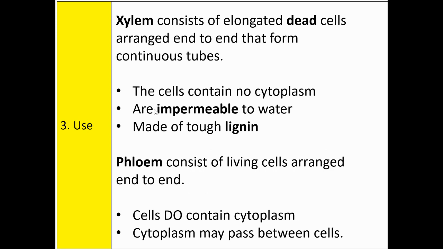Right, a little bit more detail about these then. The xylem consists of elongated dead cells arranged end to end that form a continuous tube. The cells contain no cytoplasm, they're impermeable to water, and they're made of tough lignin. The phloem, however, consists of living cells arranged end to end. The cells do contain cytoplasm, and the cytoplasm may pass between the cells.